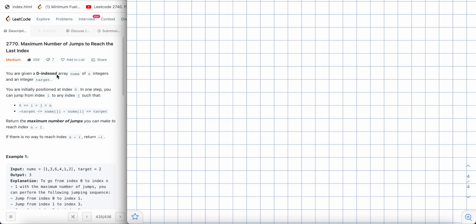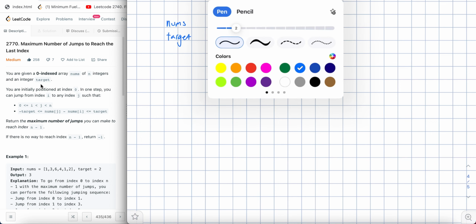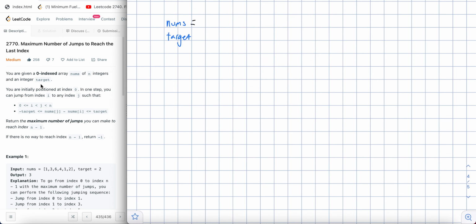Okay, so you're given a zero indexed array nums of n integers and an integer target. All right, so you have an array nums and you have some value target. Let's just say, for the sake of figuring out what this array looks like, maybe it has some elements, and it has some other last element, and it's of length n. So that's the length of the array, n.